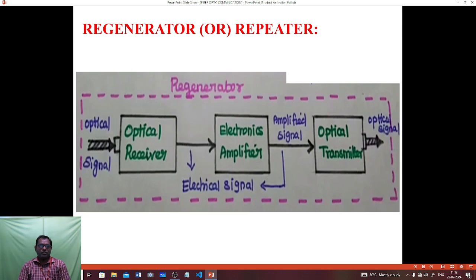Regenerator or repeater. The input to the regenerator is a light signal. The light signal is received at the regenerator and converted into an electrical signal. Then the electrical signal is amplified between the optical receiver and the transmitter. Then it is transferred into an optical signal through the optical transmitter.